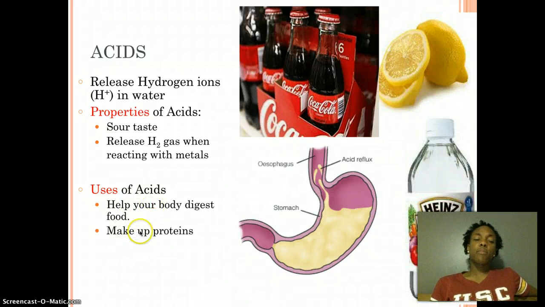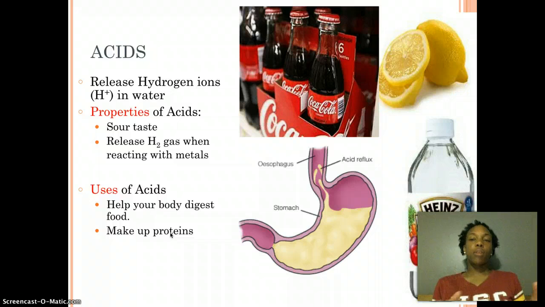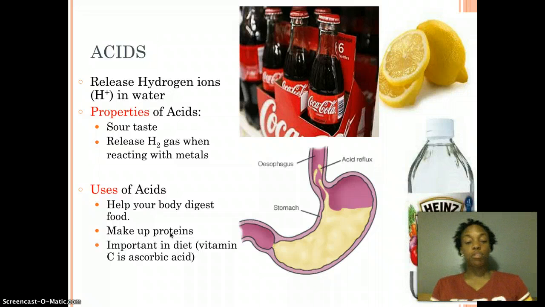And also, acids make up proteins. Protein, which we're going to talk about in a few days. Our skin, our hair, these are all made up of molecules called proteins, and those molecules are actually made up of amino acids, which we'll go over later. But acids make up proteins, and they're also important in the diet. Vitamin C, which you know is a very important vitamin for your immune system to keep you healthy, is actually called ascorbic acid. That's its technical name. Okay, that's acids.